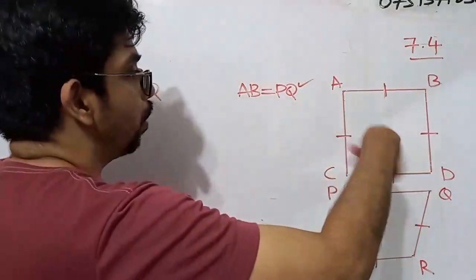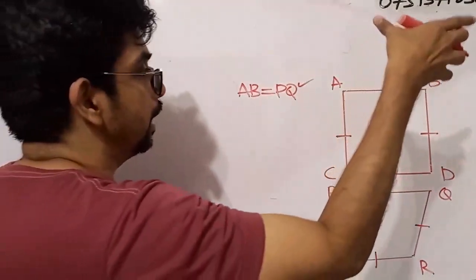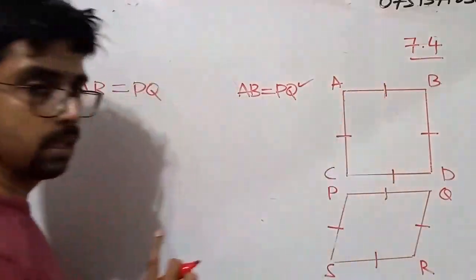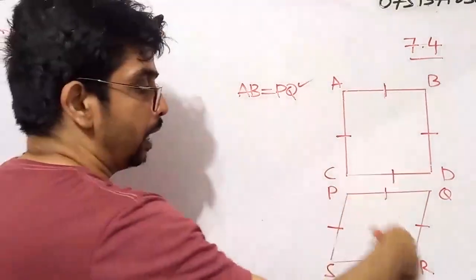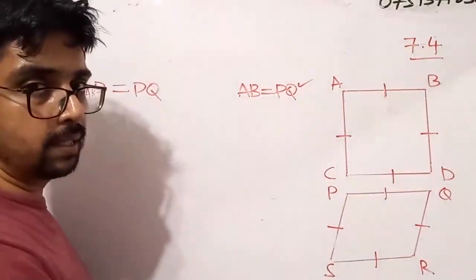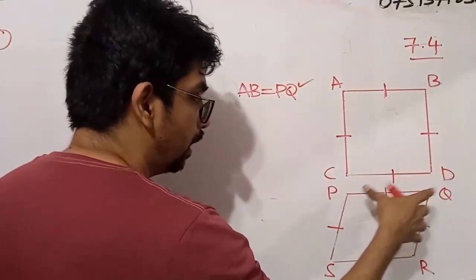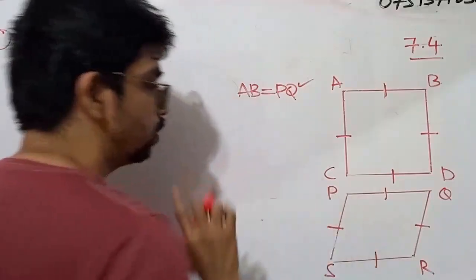So in a square, all sides are equal in length, no? Right? So I can say this is AB, this is AB, this is AB, this is AB. Why? This is a square. In a rhombus, the situation is the same. This is PQ. I can say the length here is PQ, here is PQ, here is PQ, here is PQ.